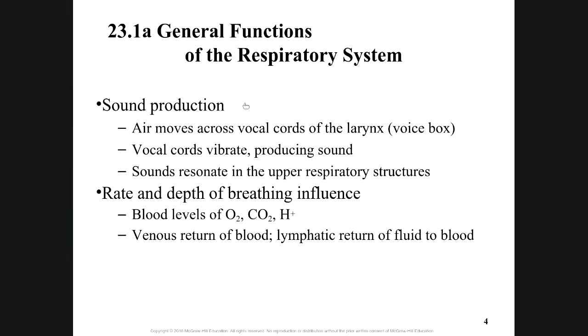The rate and depth of our breathing can influence the level of oxygen, carbon dioxide, and hydrogen ion. You need to know that the level of carbon dioxide is very important for the pH of our blood. As the carbon dioxide increases, the pH of our blood comes down, and I will talk about it in the respiratory system physiology. The rate and depth of breathing also can influence the venous return of blood and the lymphatic return of fluid to the blood, which I talked about in lymphatic vessels and also the veins.